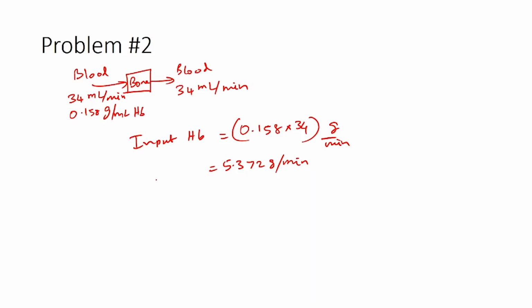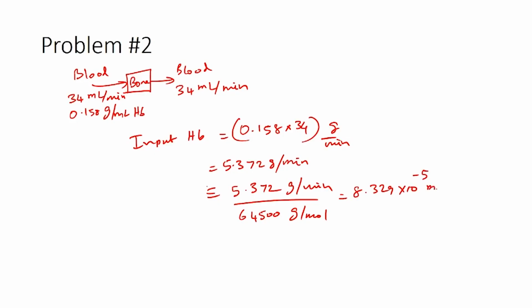So, we now have the mass of hemoglobin which is entering the system. However, we know that 4 molecules of oxygen are attached to 1 molecule of hemoglobin at 100% saturation. So, we need to know the number of moles of hemoglobin so that we can calculate the number of moles of oxygen being carried by 100% saturated hemoglobin. For this we would have to convert the mass of hemoglobin to moles of hemoglobin, which we can do by using the molecular weight given to us. So, grams per minute divided by 64,500 grams per mole, giving us the molar flow rate of hemoglobin into the system as 8.329 times 10 power minus 5 moles per minute.